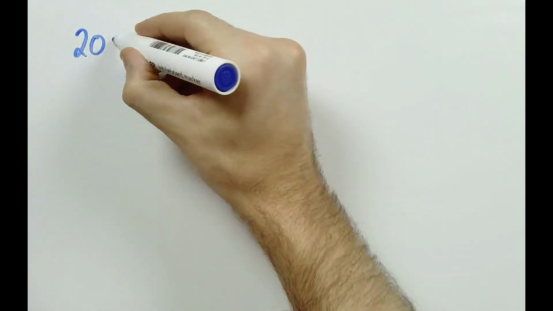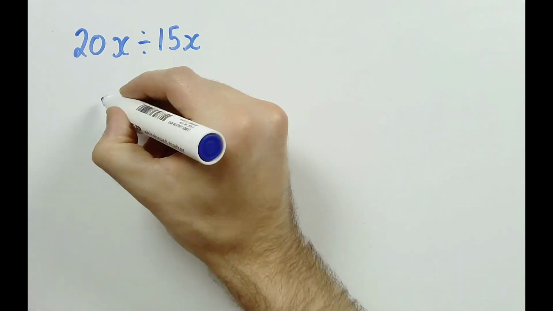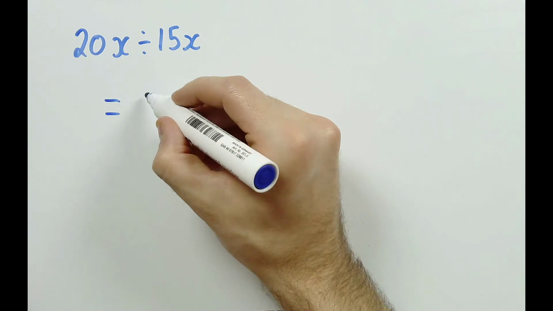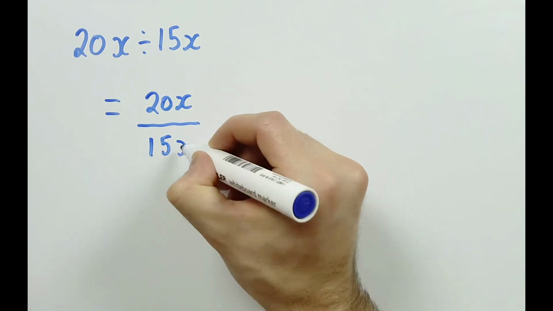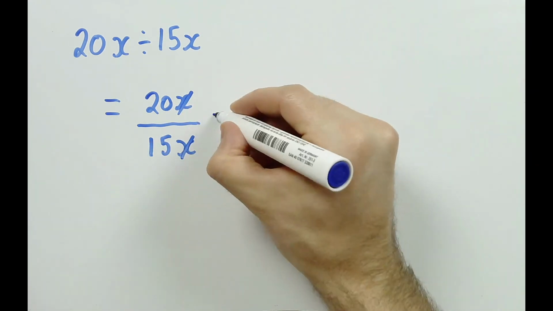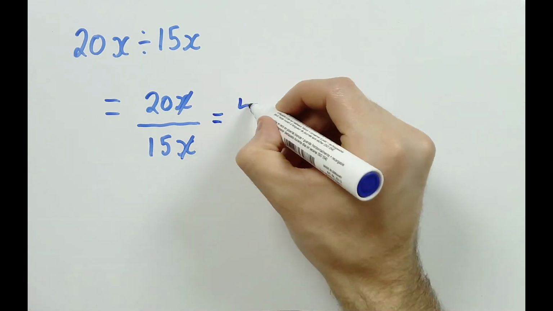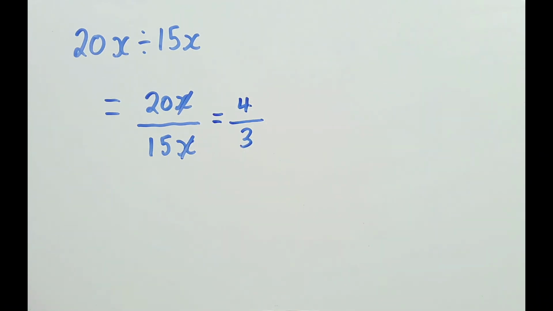Next we have 20x divided by 15x. So here we can represent this as 20x in the numerator of a fraction, 15x in the denominator of a fraction. We can cancel out both the x's, and we can also see that there's a common multiple in 20 and 15 of 5. And 5 goes into 20 4 times, and 5 goes into 15 3 times. So we're left with 4 and 3, and the x's of course disappear.